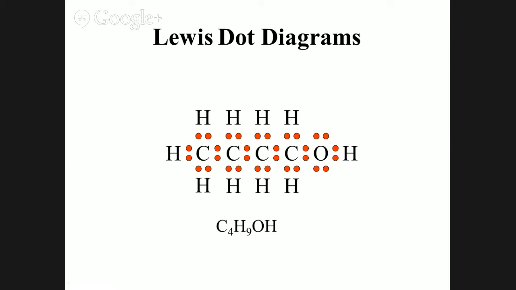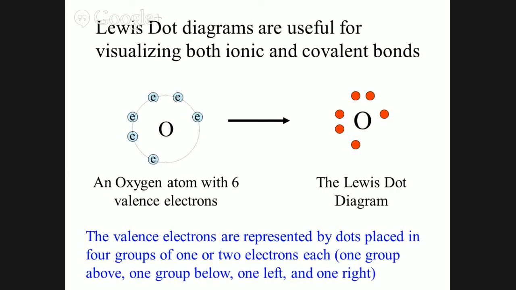All right, so we're going to talk about Lewis dot diagrams. Lewis dot diagrams are useful for visualizing both ionic and covalent bonds, though honestly it's mostly used for the covalent bonds. Here is a representation of an oxygen atom with its 6 valence electrons.